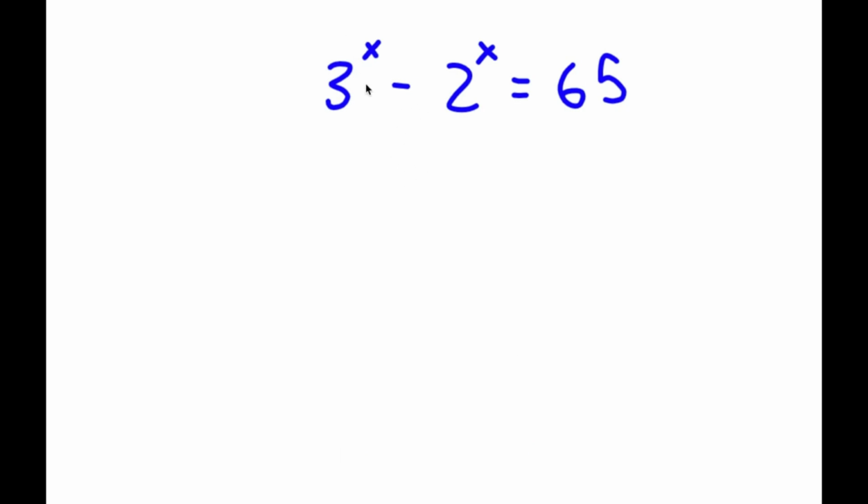Alright, so in this problem, I have 3 to the power of x minus 2 to the power of x is equal to 65.